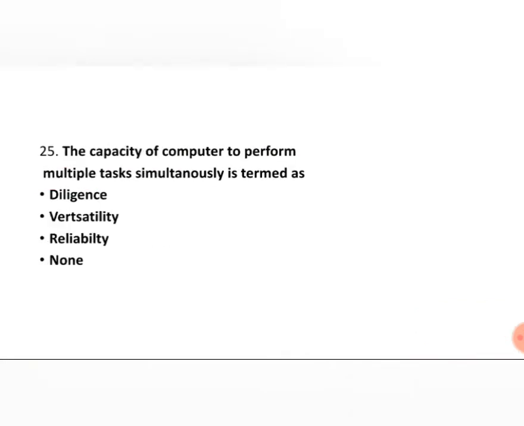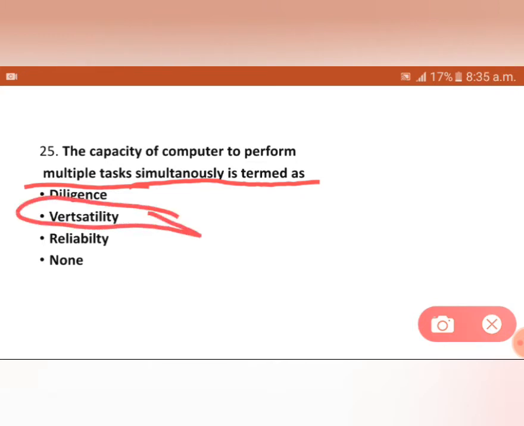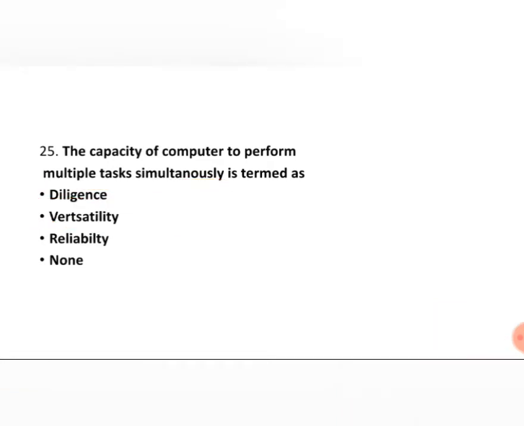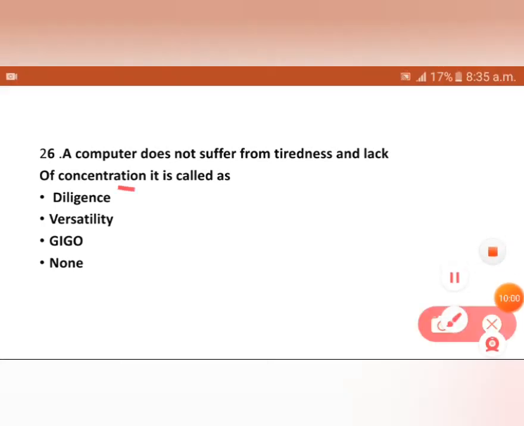The capacity of a computer to perform multiple tasks simultaneously is termed as diligence, versatility, reliability, or none. Option number 2 is the correct option, versatility. This capacity of the computer is known as versatility. One more question. Question number 26: a computer does not suffer from tiredness and lack of concentration. It is called as diligence, versatility, GIGO, or none. The correct option is option number 1. This property is known as diligence.